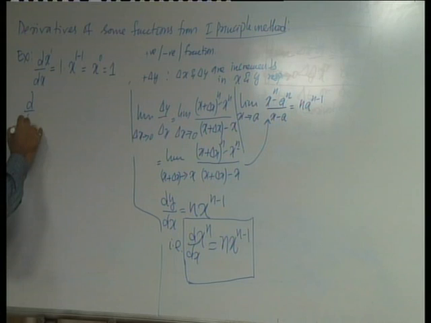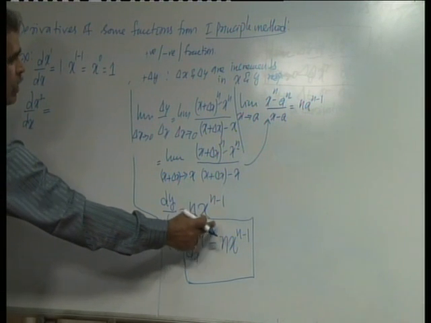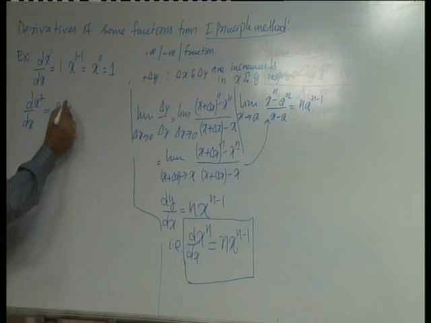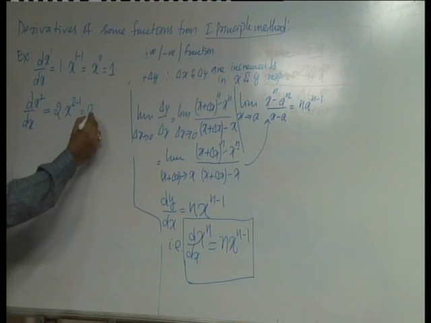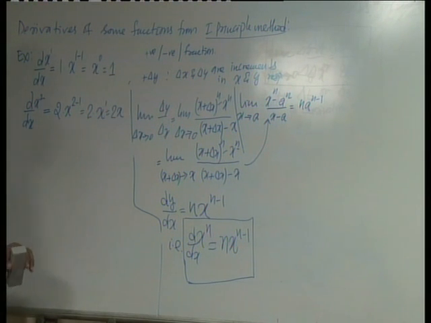d by dx of x square. What is n? n is 2, x to the power of 2. According to the formula, the derivative of x to the power of n is what? n into x to the power of n minus 1. What is n? 2 into x to the power of 2 minus 1, that is 2 into x to the power of 1, or you just call it 2x. The derivative of x is 1. The derivative of x square is 2x. So, we are finding the derivative with respect to x only, right.